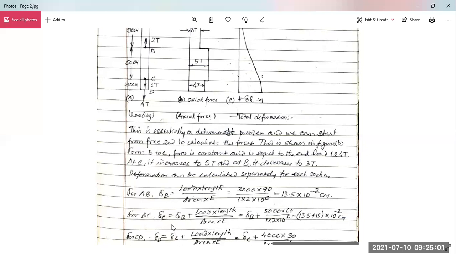And for BC, we have delta B plus load into length by area into E. Same problem, delta B we have to add with this equation itself. After that, we have the total elongation delta C, meaning the elongation here plus the elongation between C to D. So it is calculated like this here.